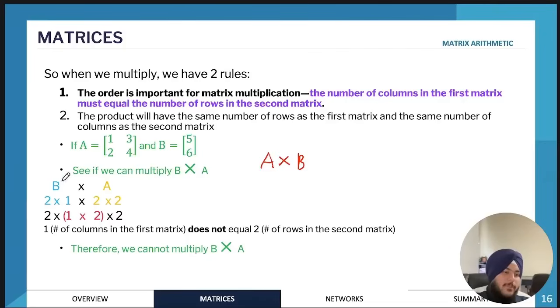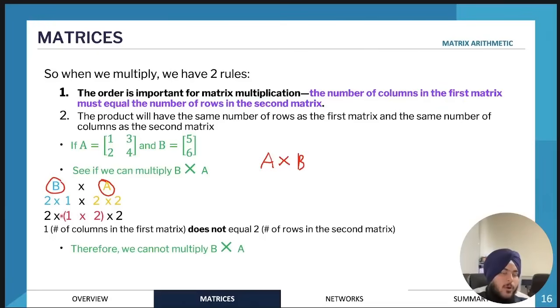So if we were to multiply matrix B by matrix A, what we would do is find the order of both of the matrices. For matrix B, it's just 2 rows and 1 column, so 2 by 1. Then we put an X in the middle, and write the order of the second matrix. The second matrix is A, which is a 2 by 2 matrix. So the order of the first matrix, X, the order of the second matrix.